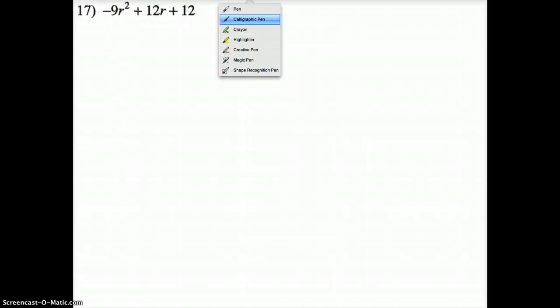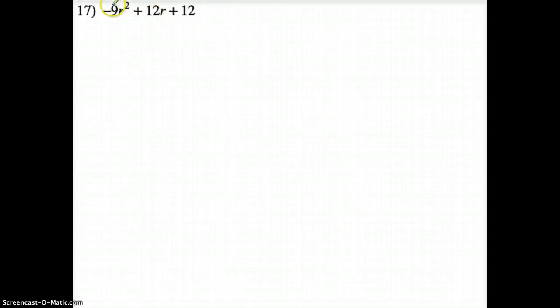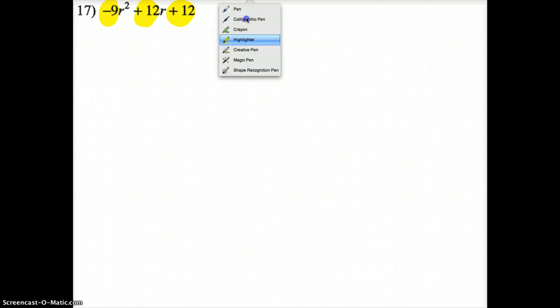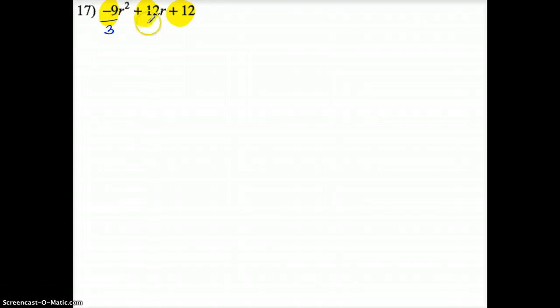Okay, again, we're going to use the box method, but there is one thing that's a little bit different. All of these have something in common. This 3, 12, and 12, they can all be divided by a 3. That is my GCF. I'm going to take that GCF out and divide everything by 3, so my numbers are a lot smaller and easier to deal with.